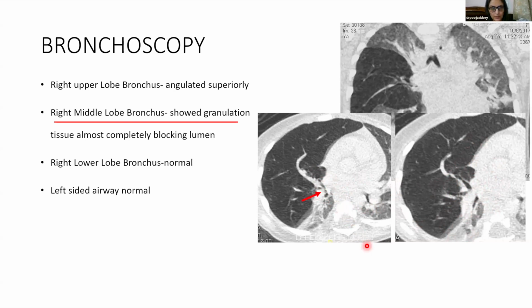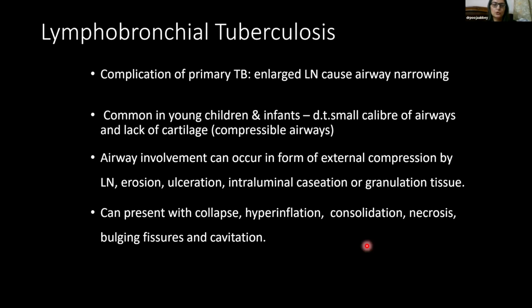So this granulation tissue that they found, they kind of sampled that, and it turned out to be tuberculosis. So we did have a clue actually. Those enlarged lymph nodes were there, but they were not frankly necrotic. And I mean, we saw them, but we couldn't put everything together.